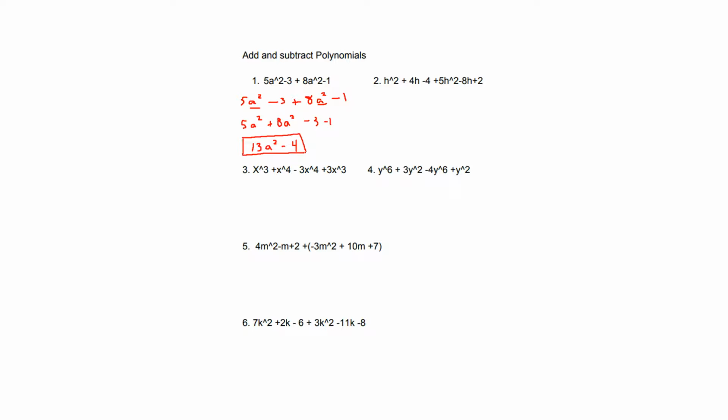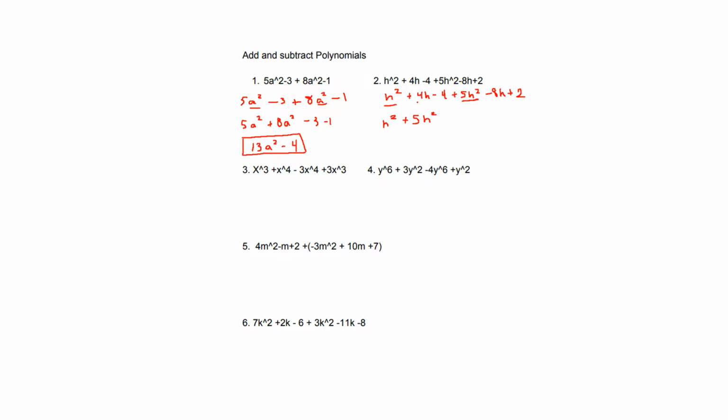Okay. Number 2 is the same thing except we have a bit more terms here. We have h squared plus 4h minus 4 plus 5h squared minus 8h plus 2. So we have h squared here and here. So you can write that together. So h squared plus 5h squared.